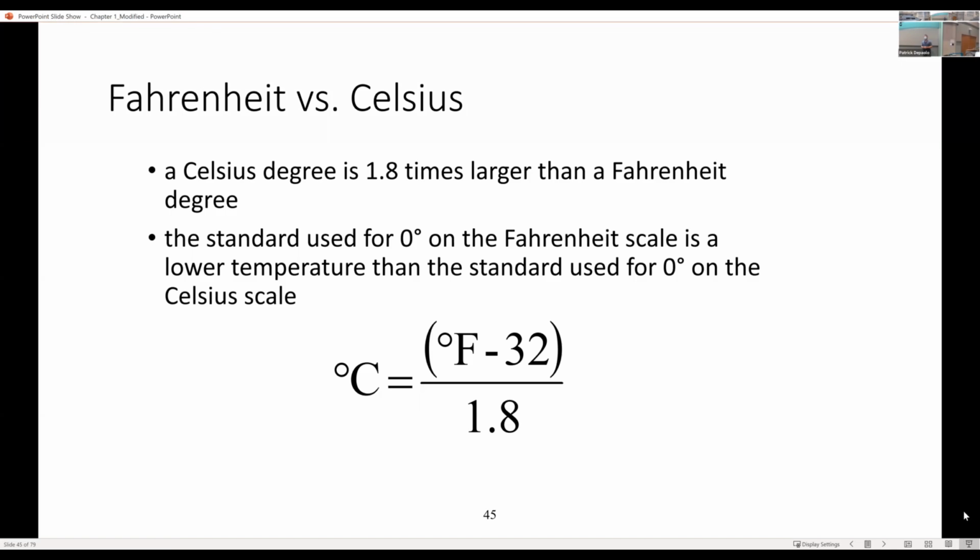Yeah? Is there a particular reason behind the minus 32? Oh, because they carry a lot more weight and they're shifted 32 units. So if you think about the freezing point of water, Celsius is 0, Fahrenheit is 32. Shift and then convert the units. That's why the equation is the way it is. Good question.